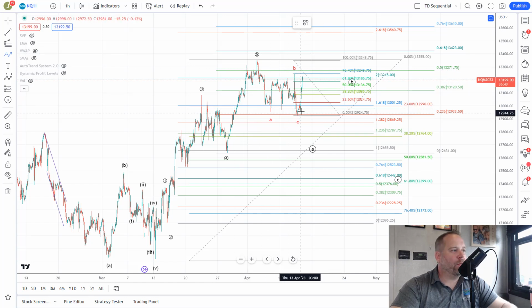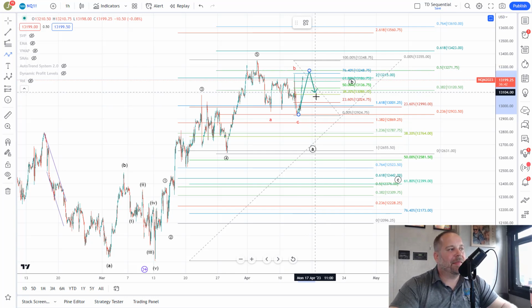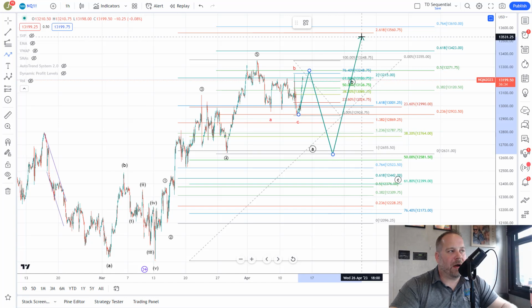And so what we would look for is the NASDAQ to hold this area, especially if the diagonal is playing out on ES, and then look for a move down in the C wave toward the 12,650 area to 12,630 area, and then potentially look for higher from there.